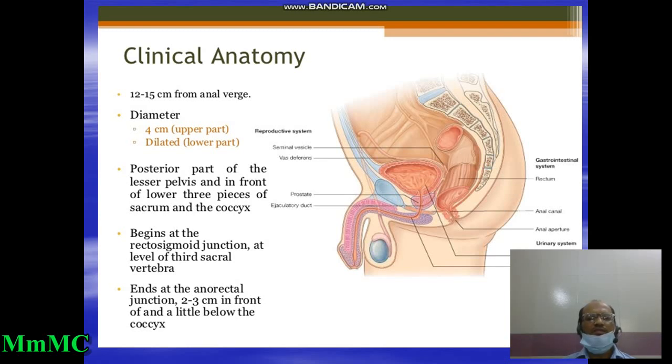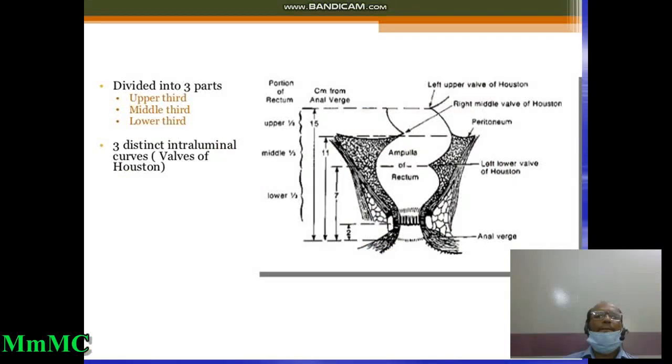Situated in the posterior part of the lesser pelvis and in front of the lower three pieces of the sacrum and coccyx. It begins at the rectosigmoid junction, at the level of the third sacral vertebra, and ends at the anorectal junction, 2 to 3 centimeter in front of and a little below the coccyx. It divides into three parts, that is upper, middle and lower third. There are three distinct intraluminal curves that are also called the valves of Houston.